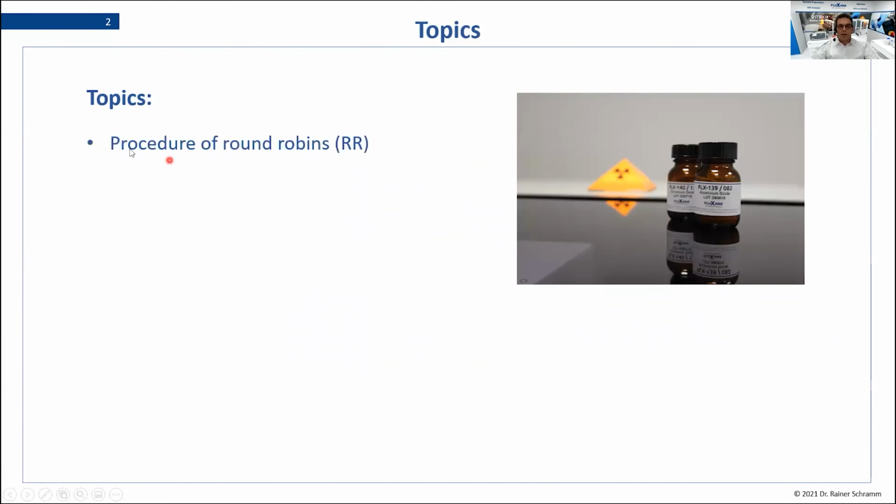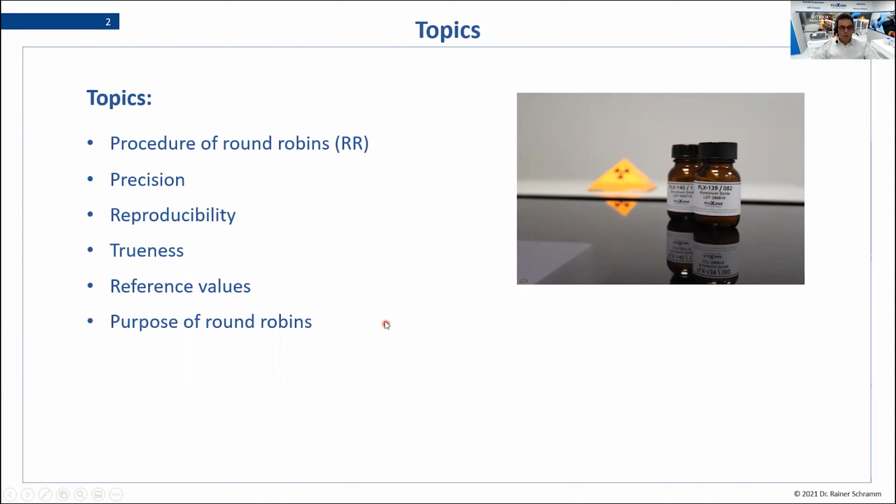First of all, I would like to explain to you the procedure of a round robin. Then I have to talk a little bit about some statistical basics, like the precision, reproducibility, trueness, what is a reference value, and what is the purpose of a round robin. And of course, what are the requirements for a round robin sample. And of course, I will also give you some examples of how to evaluate a round robin.